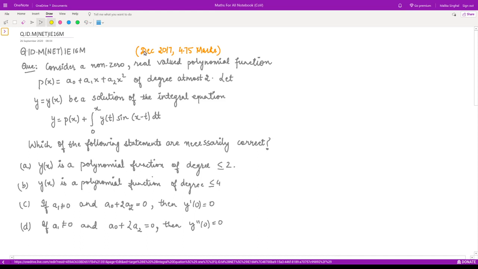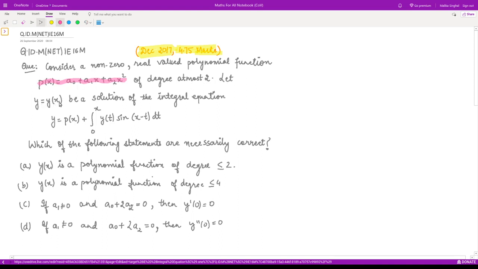This question is from December 2017, consisting of 4.75 marks. Let us see what is the question. The question is: consider a non-zero real valued polynomial function p of x equal to a0 plus a1x plus a2x square, of degree at most 2. That means we have the maximum degree as 2.